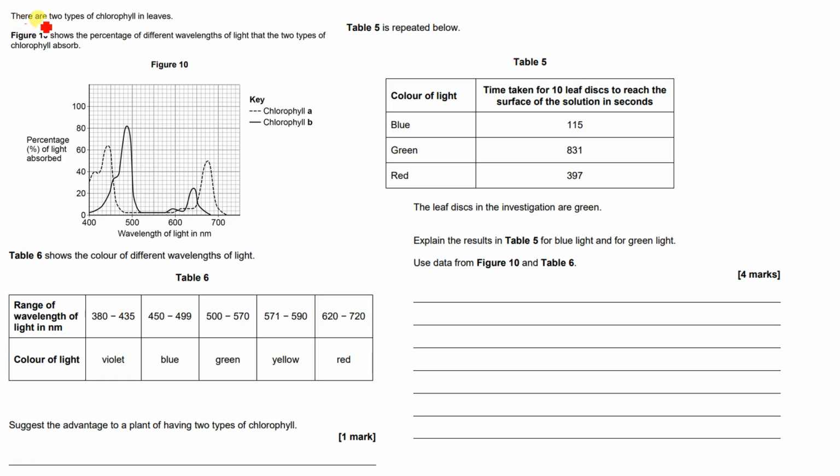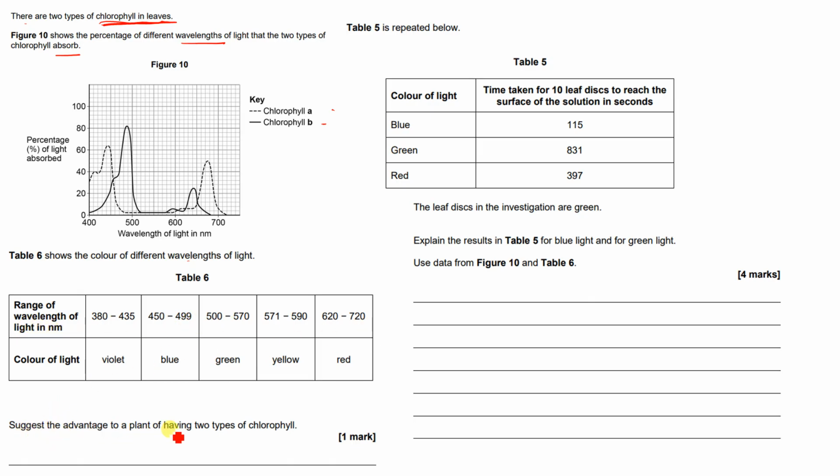Now, there are two types of chlorophyll in leaves. Figure 10 shows the percentage of different wavelengths of light that the two types of chlorophyll absorbed. So we have chlorophyll A, which is the dotted line, and chlorophyll B, which is the straight line, and we have wavelength of light and percentage of light absorbed. Now, the table shows the color of different wavelengths of light: violet, blue, and so on, and the range of wavelength absorbed.